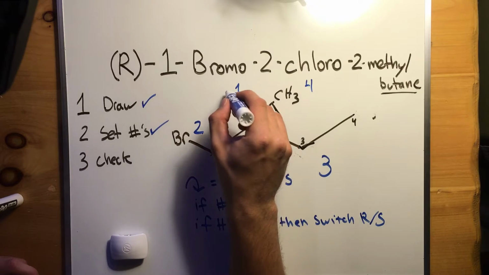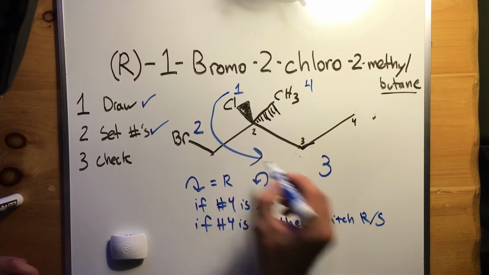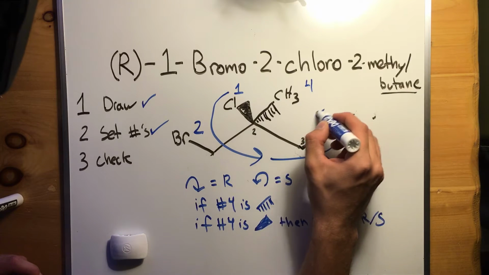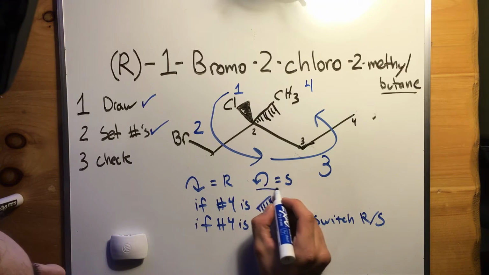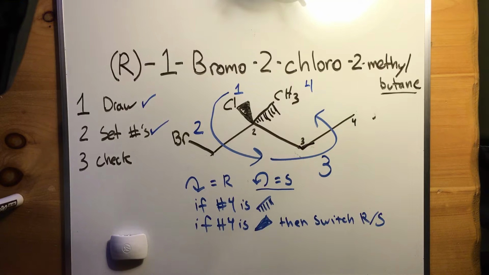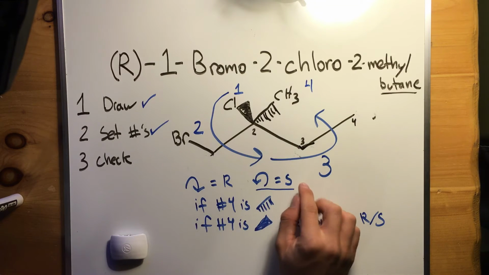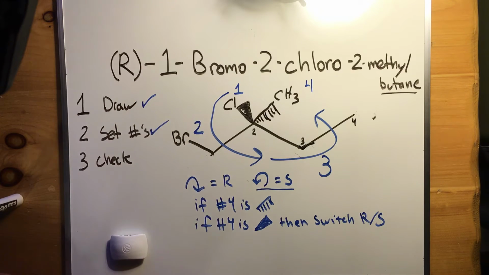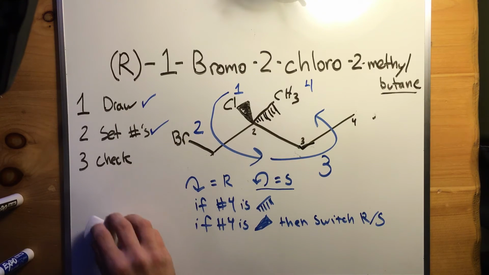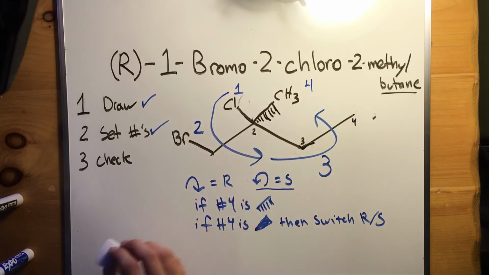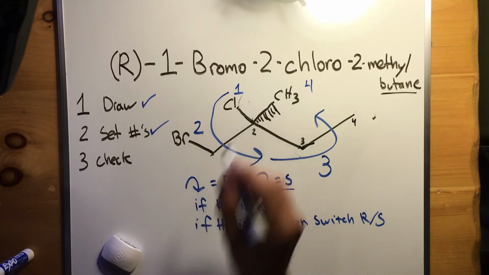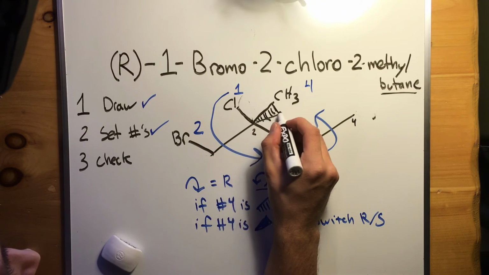So we're going to go 1, 2, 3. Looks like we are going counterclockwise, which would normally give us S. And we do have our 4th substituent going back, so we do not want S. We're looking for an R orientation. So when we're checking our work, we actually need to go back to our original structure and change our answer.